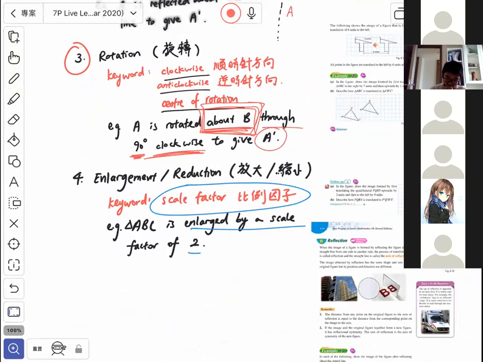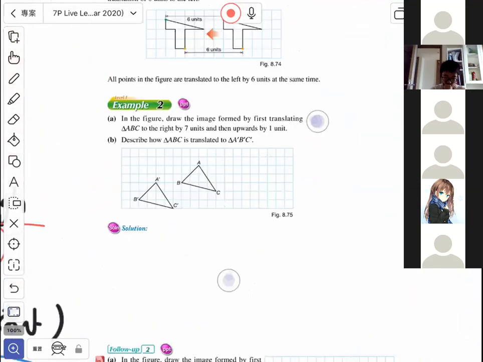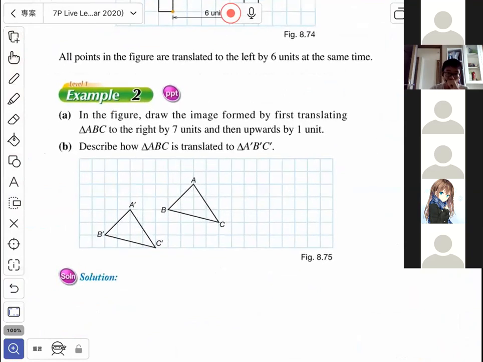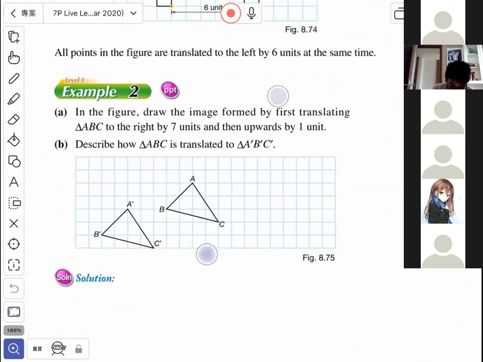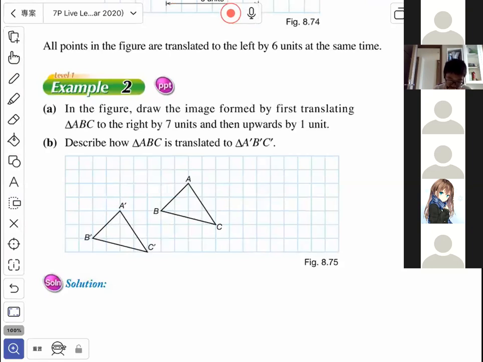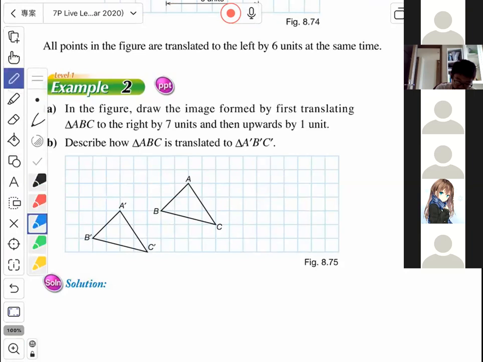Also, let's quickly go through some of the examples and see how we should present our answers, because you do your assignment 5, week 5 assignment, and I hope that you can present that well. Okay, so in part A, example 2, draw the image formed by translating ABC to the right by 7 units and then upwards by 1 unit. All right, so how do we do that? We do it by point to point. To the right by 7, upwards by 1. It means that 1, 2, 3, 4, 5, 6, 7, and then upward by 1.